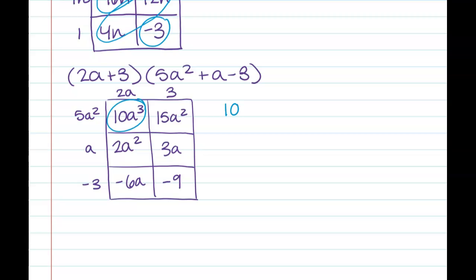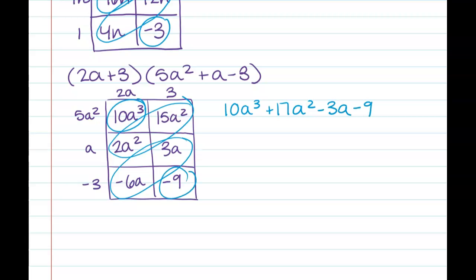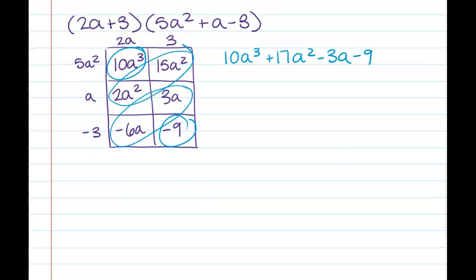So we have 10a cubed. 15 plus 2 is 17a squared. 3a minus 6a is negative 3a, minus 9. Keep in mind, if you wanted to, you could, it wouldn't really be FOIL because first, outer, inner, last, you would have more than 4 terms, 4 sets to multiply, but we could do it this way.